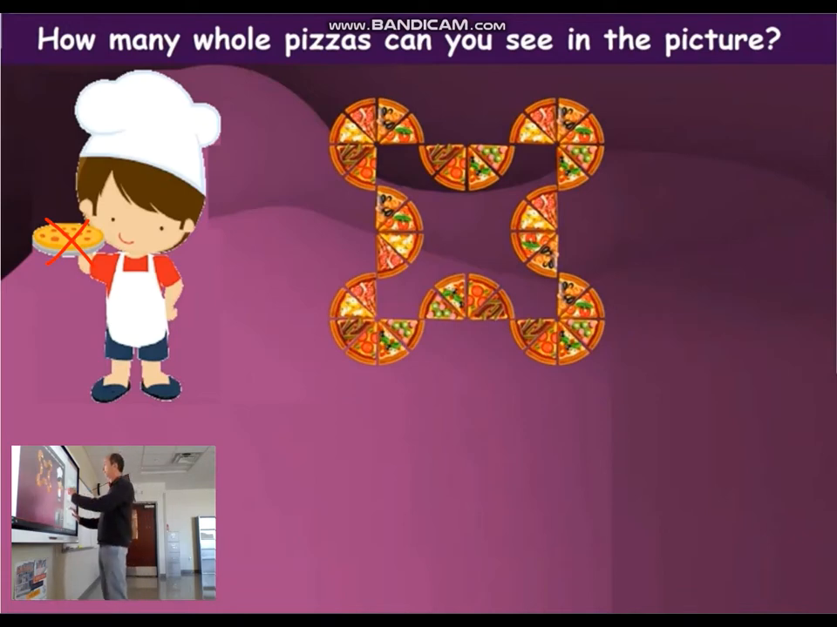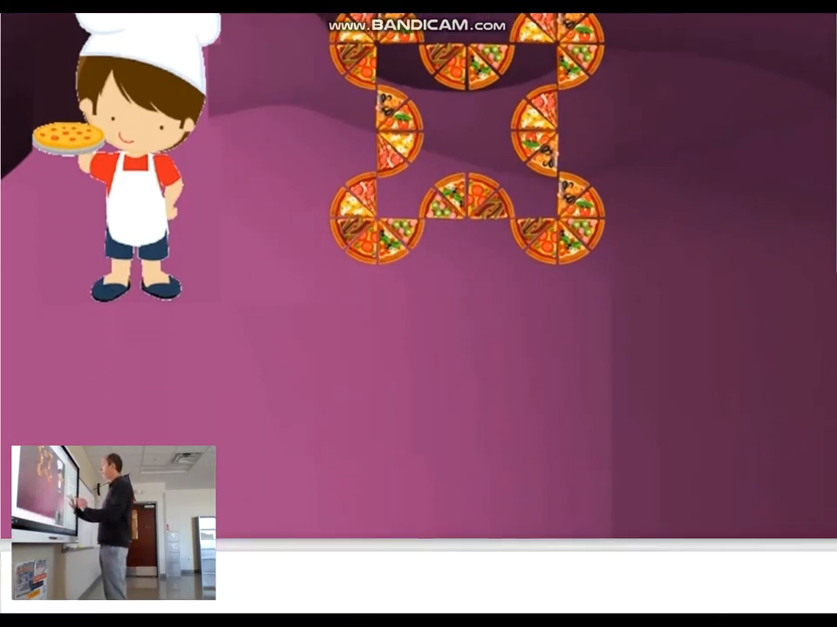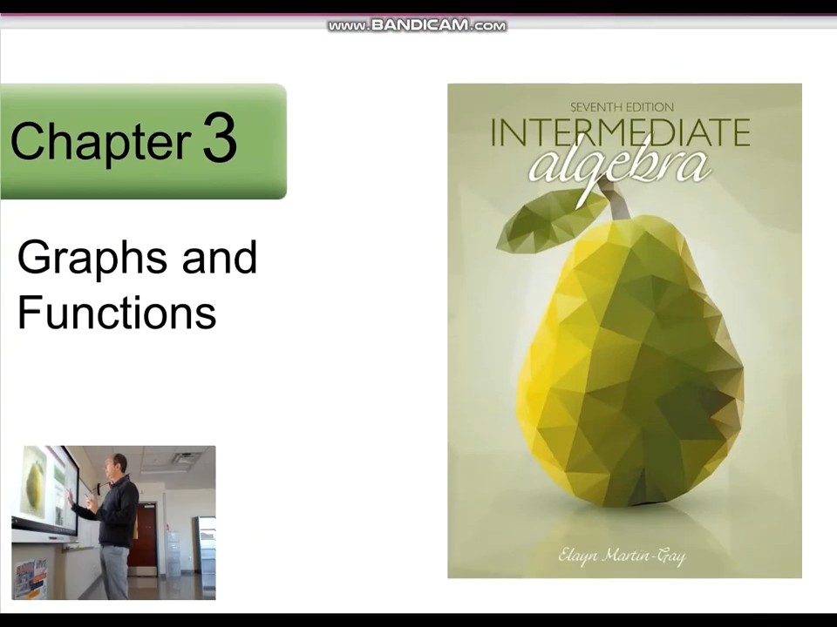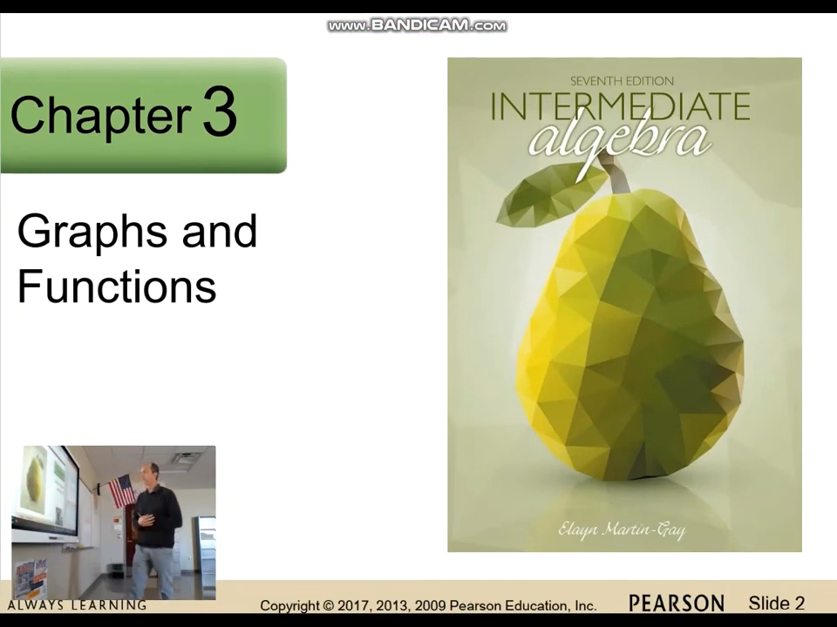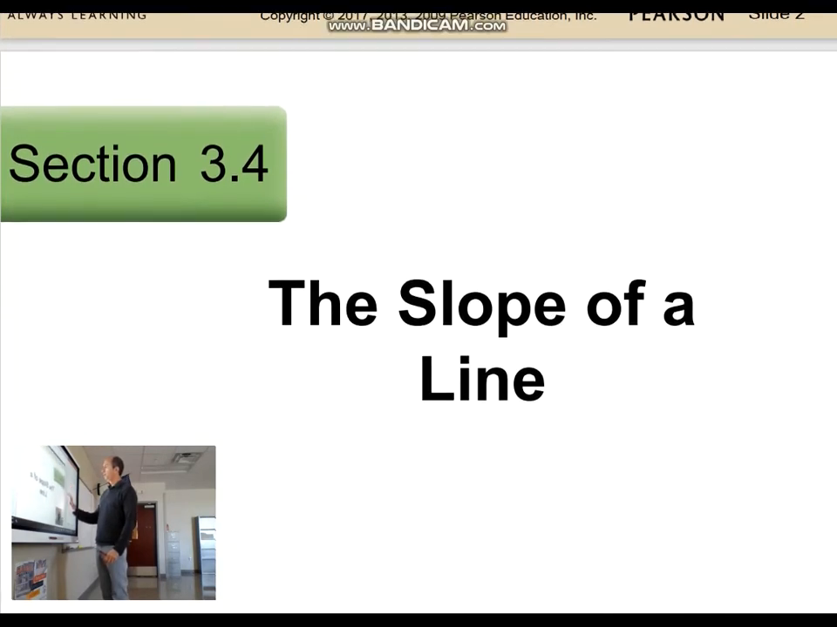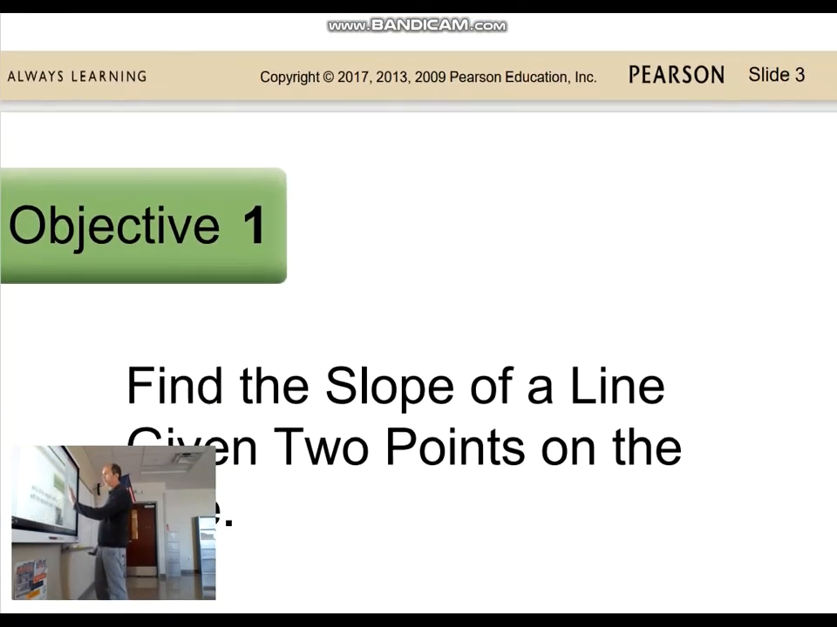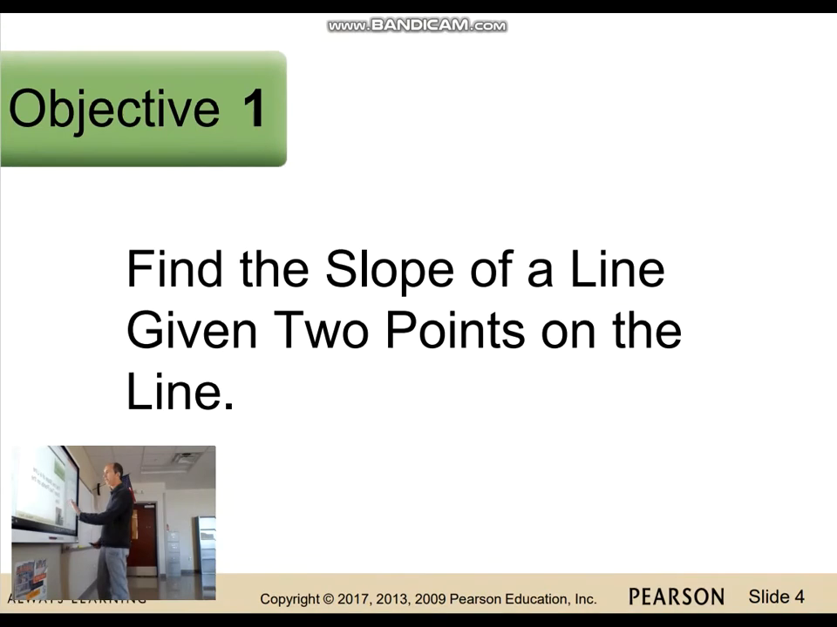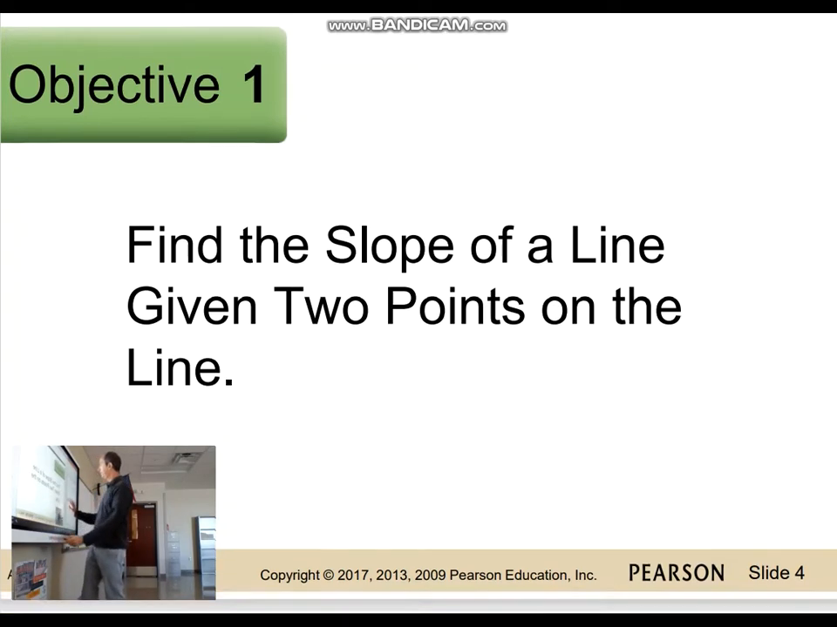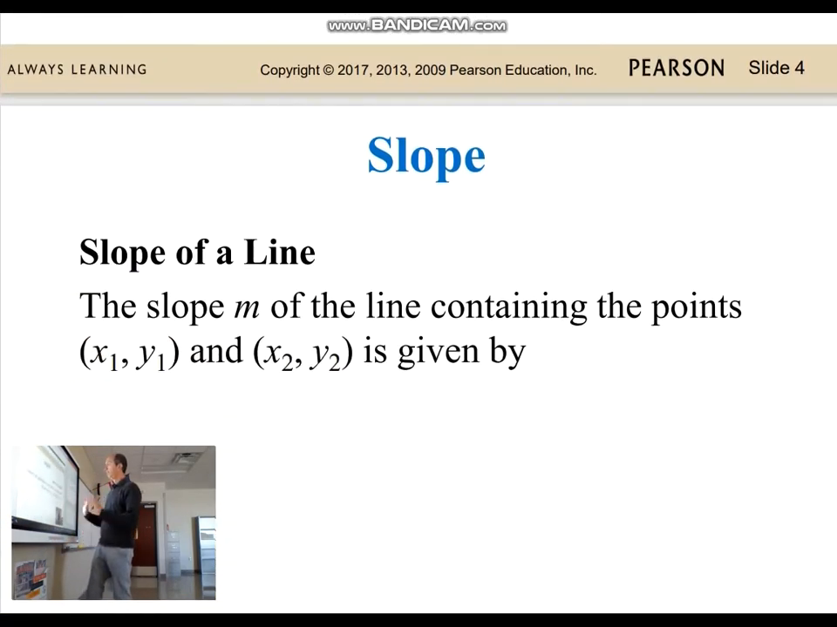Okay, this is just a warm-up, and the lesson today is about graphs and functions, chapter 3, and we will work on section 3.4, the slope of a line. The objective is going to be to find the slope of a line given 2 points on the line. And let's start with a definition.